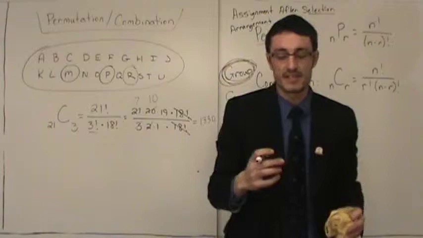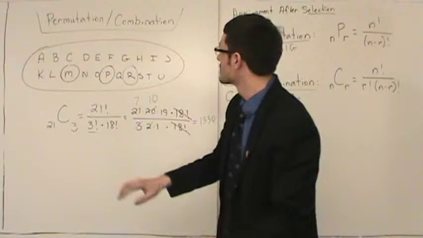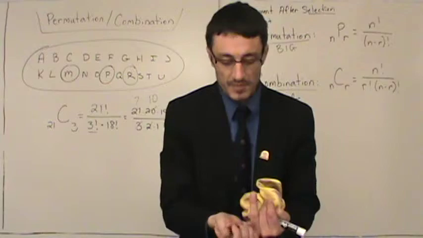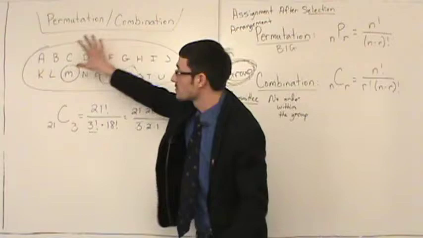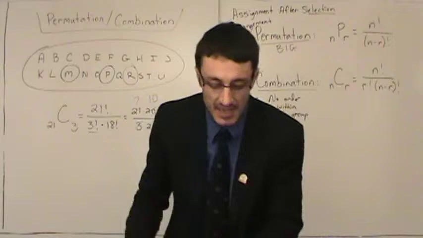Now I'm going to ask the question. How many ways can I award a first place prize, a second place prize, and a third place prize to 3 people out of this group of 21? So I want to award first place, second place, and third place to 3 people out of this group of 21 people. What has to happen? There are 2 things that have to happen. First, we have to select a group. And after we select a group, we then have to assign what? Position.